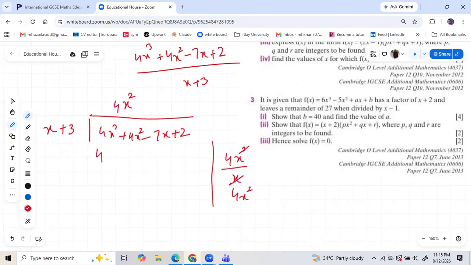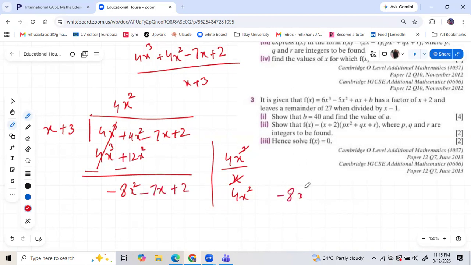So this is your 4 of x cube plus this is your 12x square, and this is minus, this is also minus, this is cancelled. So it gives us the minus 8 of x square, and the rest of the terms are going down. This is plus 2. So the minus 8 of x square divided by what? X. So x is cancelled.